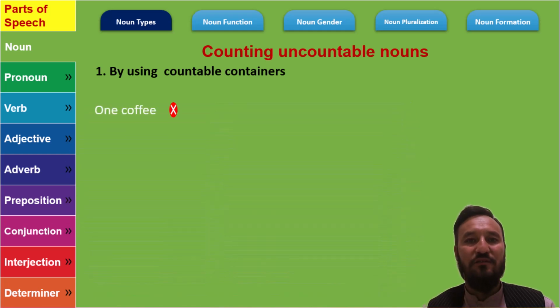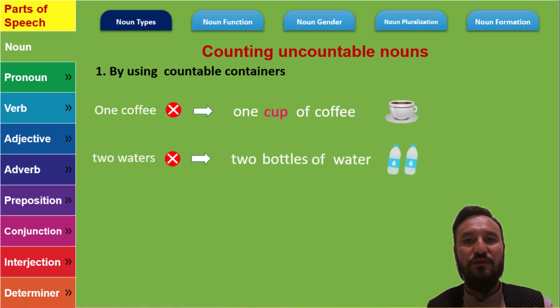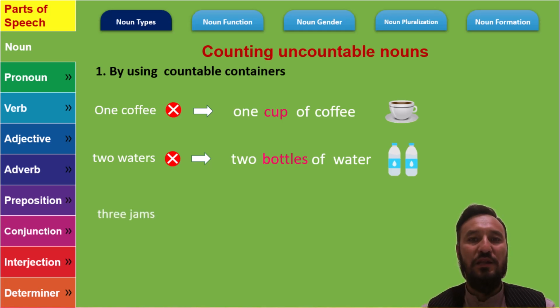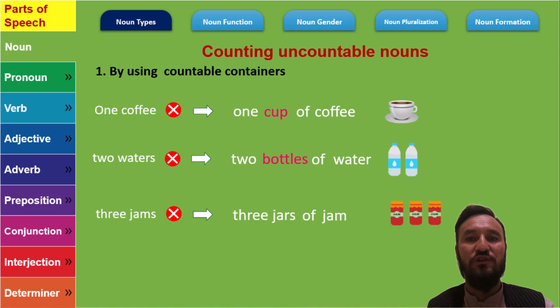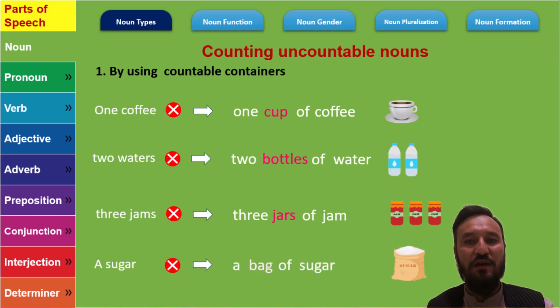For example, instead of saying the incorrect one coffee, we say one cup of coffee. Here, cup is the countable container. Instead of the awkward two waters, we say two bottles of water. Bottle is the countable container. Instead of the unusual three jams, we say three jars of jam. Jar is the countable container. Instead of the grammatically incorrect sugar, we say a bag of sugar. Bag is the countable container. As you can see in these examples, by using countable containers before uncountable nouns, we made them countable.